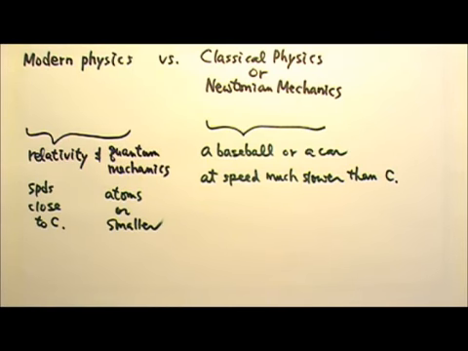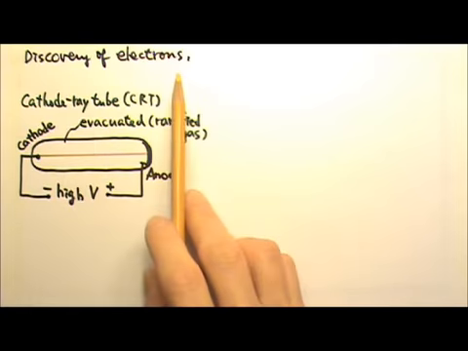Modern physics includes relativity and quantum mechanics, which deal with objects with speeds close to the speed of light, and the very small, such as atoms or even smaller particles. Relativity is not in the AP Physics B curriculum, so we will start with the discovery of electrons.